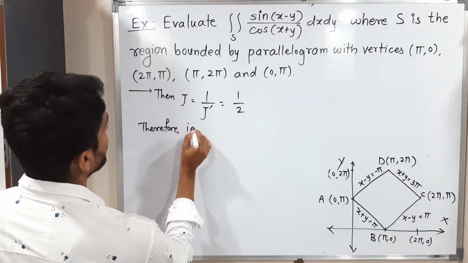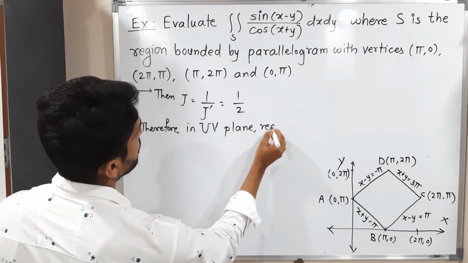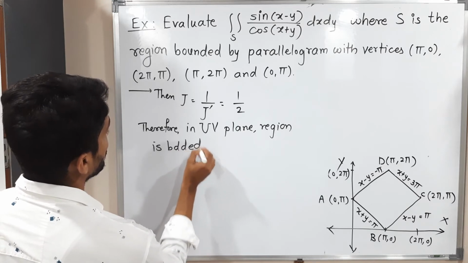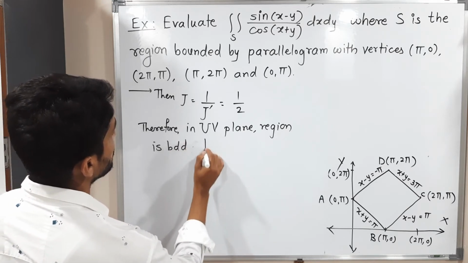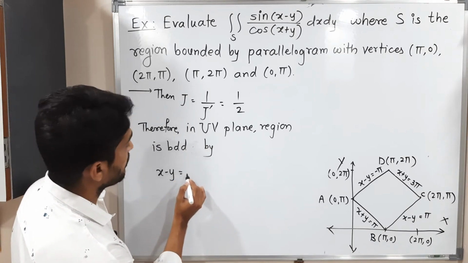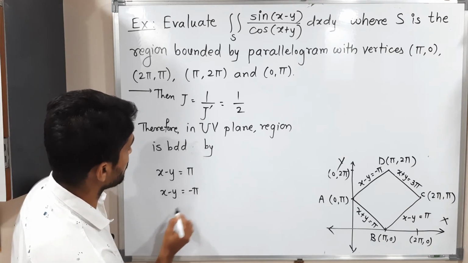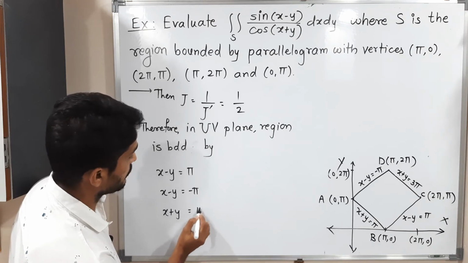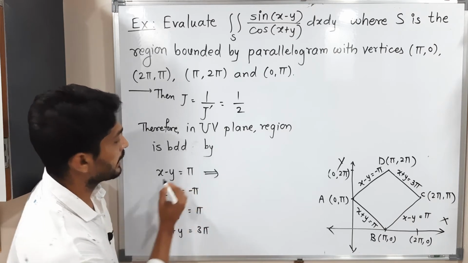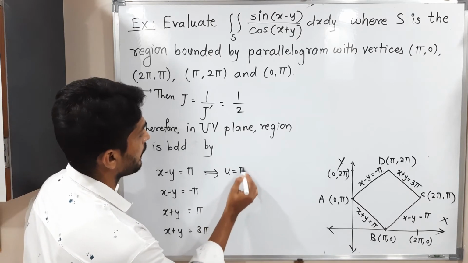in the UV plane, the region is bounded by, I will write simply. See, first is x minus y is equal to pi. Next is x minus y is equal to minus pi. But see, x minus y, we have called it u. So therefore, u is equal to pi.